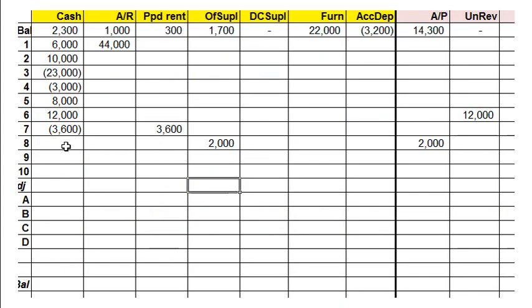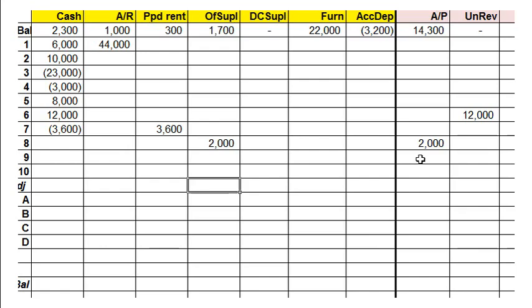Cash was not involved for the first time in these transactions. The other side of the entry would be an increase to a liability account because we still have to pay for these office supplies. We owe somebody $2,000. We increase accounts payable by the $2,000.